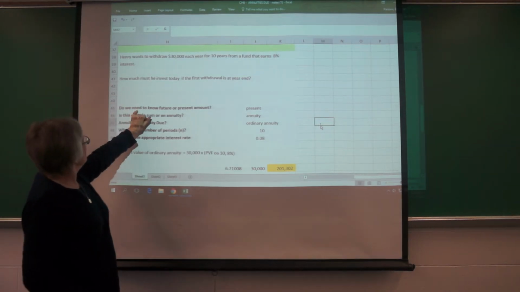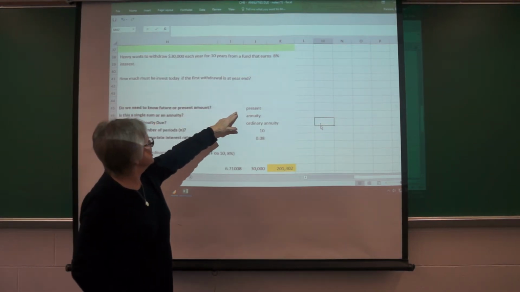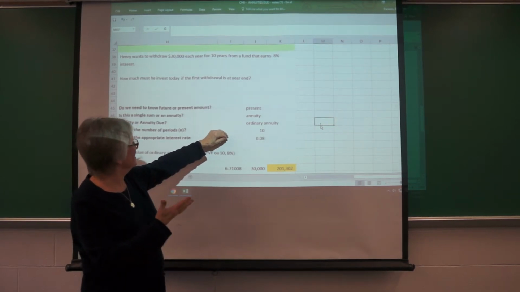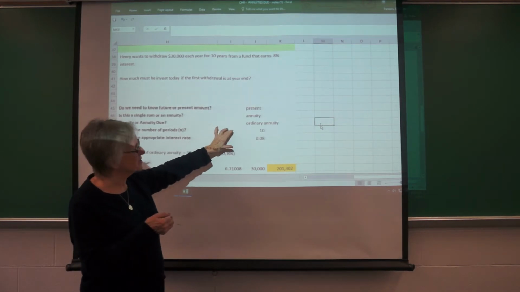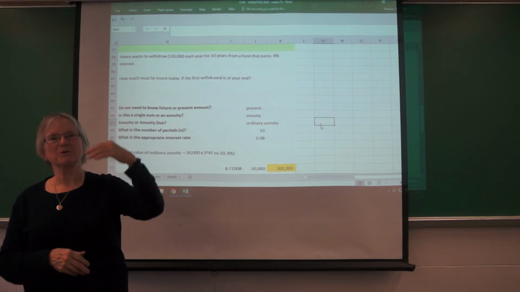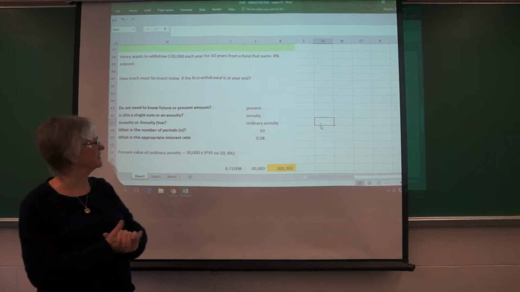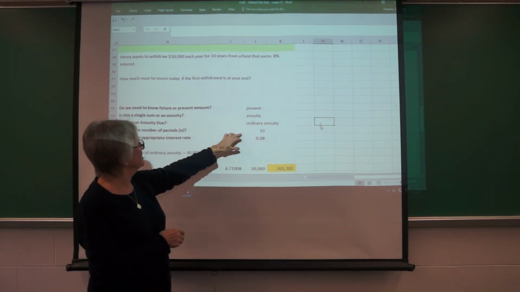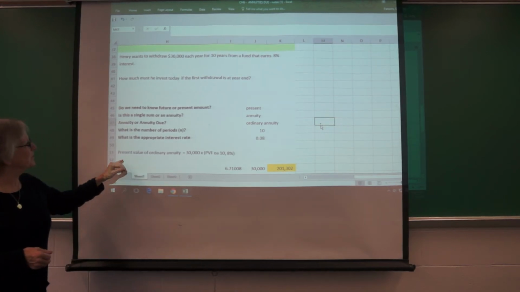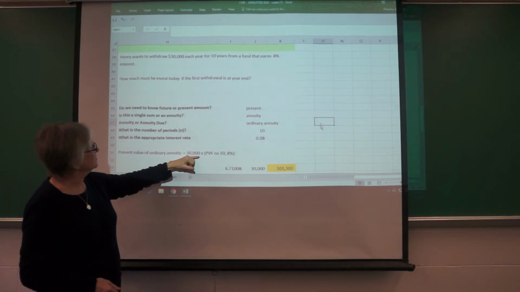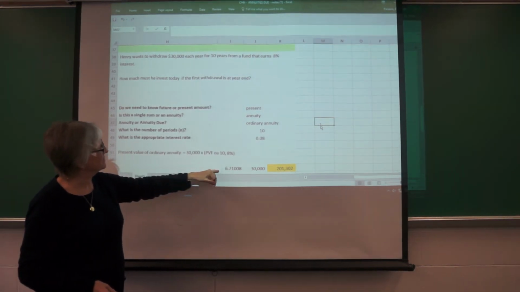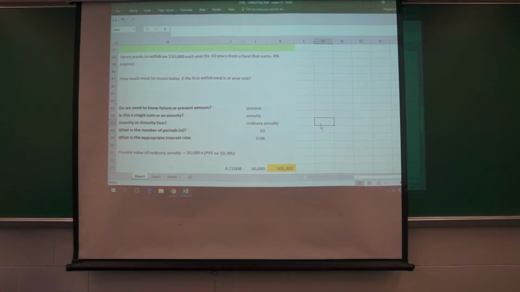So what do we need to know? The future or the present? We need to know the present. How much does he need to invest today? Single sum or an annuity? It's an annuity. It's an ordinary annuity because you're investing it today, but the withdrawal is not until year end, okay? What is the number of periods? 10, 8%. So the present value of our ordinary annuity is going to be the amount of the payments times the present value factor, and so that gives you, if he wants to withdraw the $30,000 each year, he's going to have to invest that amount today.